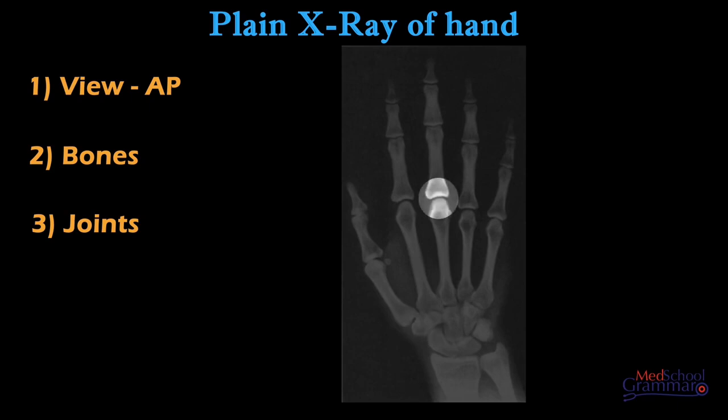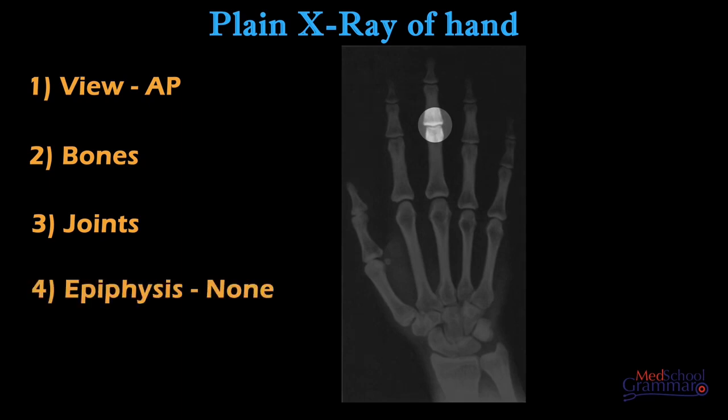Metacarpophalangeal joints, that is between the metacarpals and the phalanges. This is an ellipsoid joint. Then you have interphalangeal joints between the phalanges. These are hinge joints. Fourth step is to observe any epiphyses, but here no epiphyses are seen.